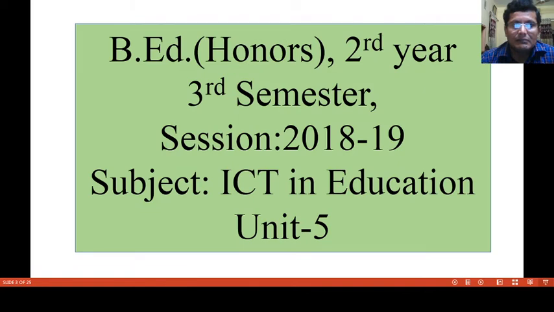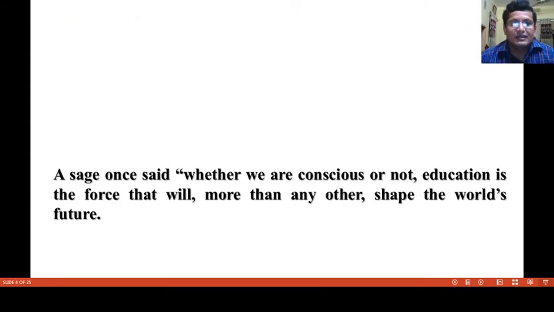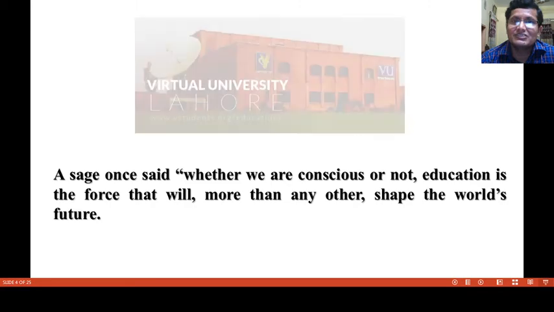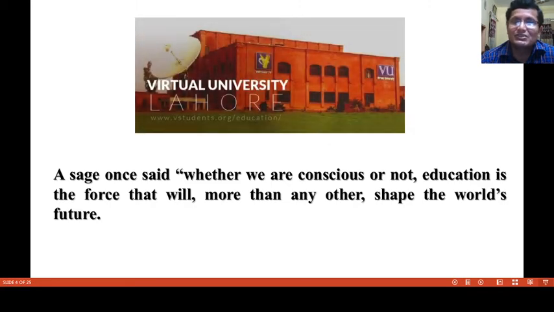ICT in Education, Unit 5. It says, once said, whether we are conscious or not, education is the force that will, more than any other, shape the world's future. We will see in the picture one of the sites of the world, virtual university.